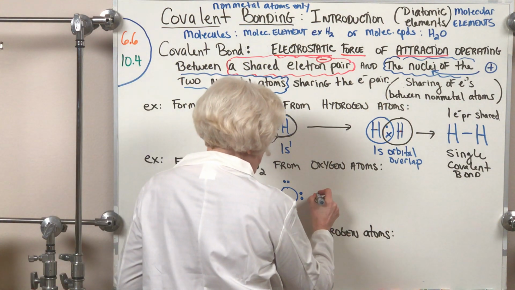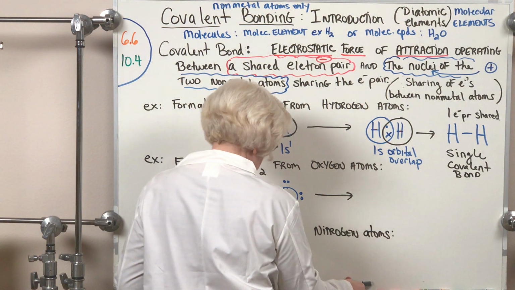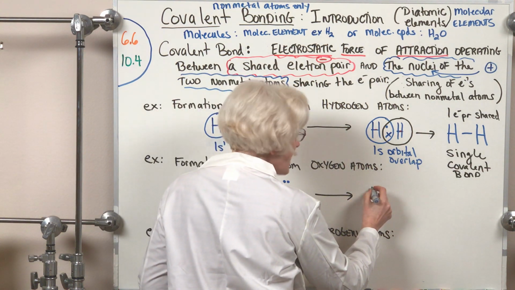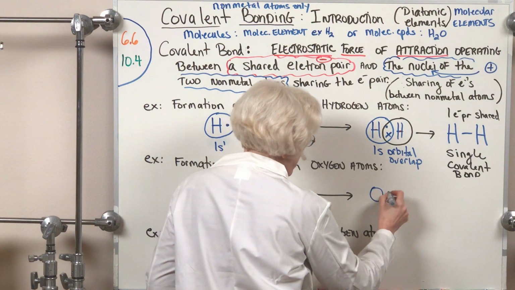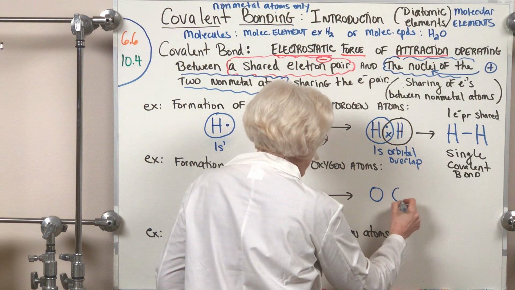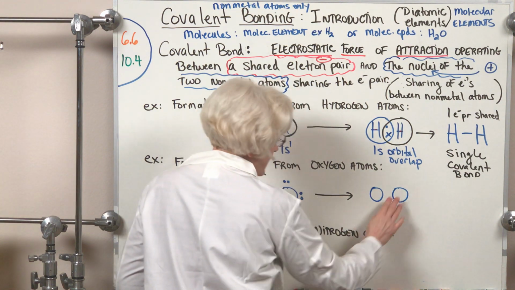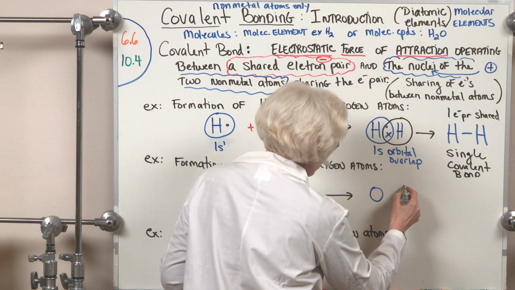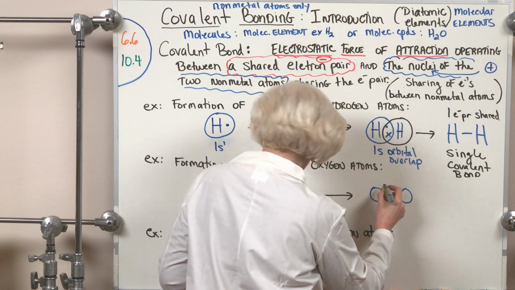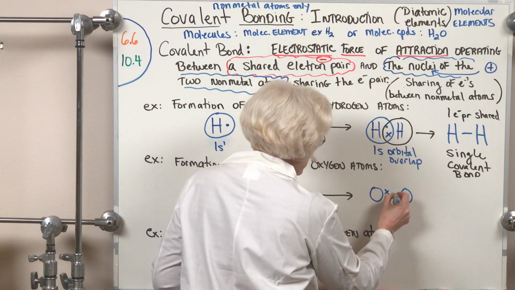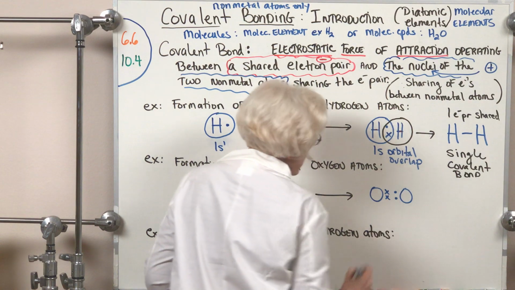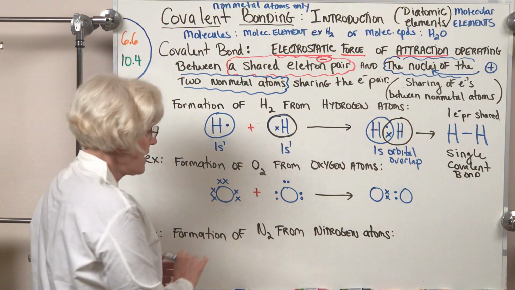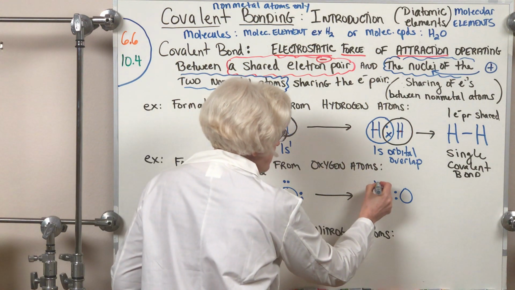So here we go. And we're going to show the formation now of a double covalent bond. And I haven't given myself quite enough room here, so let's space that a little bit further apart. So I'm showing 2 pairs of electrons being shared between the oxygen atoms.